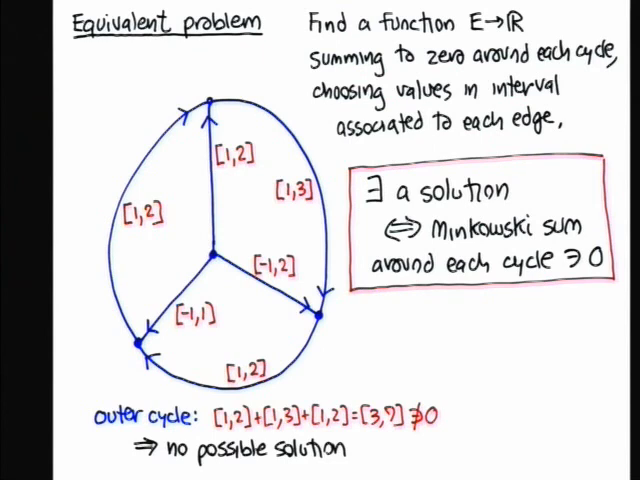And here we take the Minkowski sum around the outer cycle, and we get 3, 7, which doesn't contain the origin. Another way of saying that in terms of the previous proof is that the outer cycle separates the cube from RL. So actually, to go back to Minty's theorem, how does this relate to Minty's theorem?